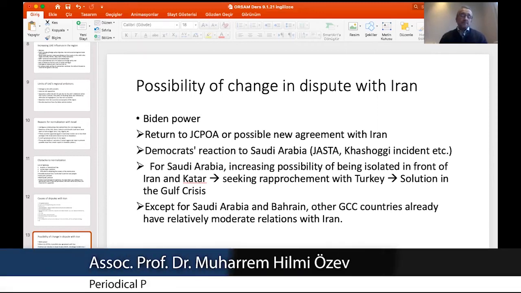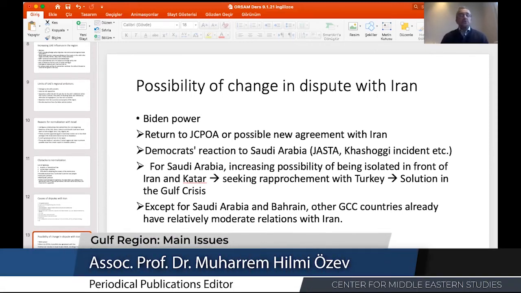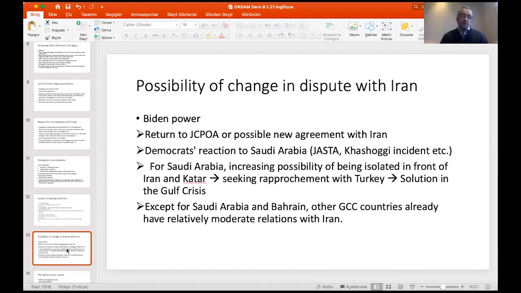Biden in power, of course, we should list in the first row. With Biden, the United States may return to the JCPOA, or create a possible new agreement with Iran. And there is the Democrats' reaction to Saudi Arabia. They try to create new laws against Saudi Arabia to take revenge for the 9/11 events and the Khashoggi incident and other events in the region, for example, in the Yemeni war.